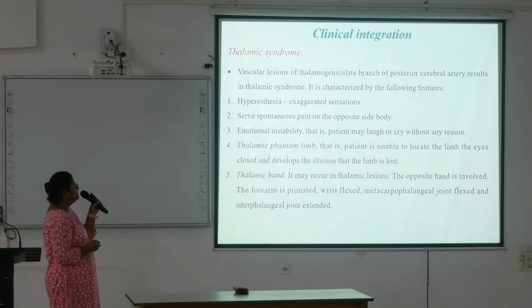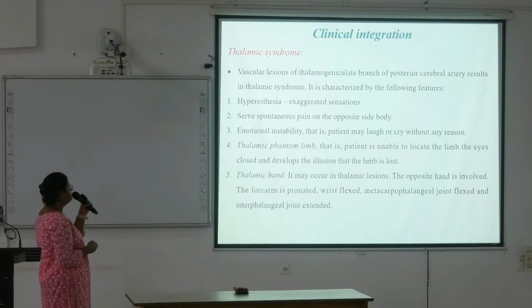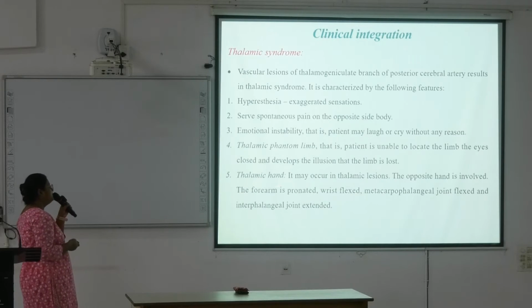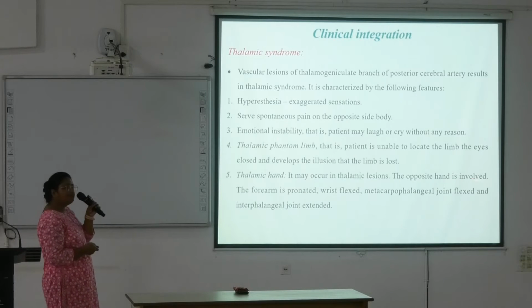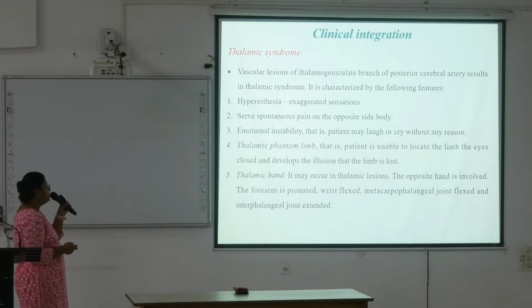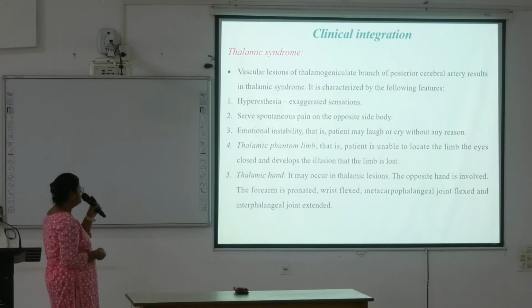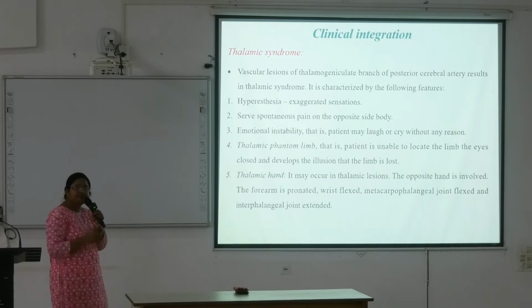Thalamic phantom limb, that is, patient is unable to locate the limb if the eye is closed, and develops the illusion that the limb is lost. Okay, so this is thalamic phantom limb. Then thalamic hand, it may occur in thalamic lesions. Opposite hand is involved. The forearm is pronated, wrist flexed, metacarpophalangeal joint is flexed, and interphalangeal joint is extended. Okay, so all these are the signs and symptoms of the thalamic syndrome.